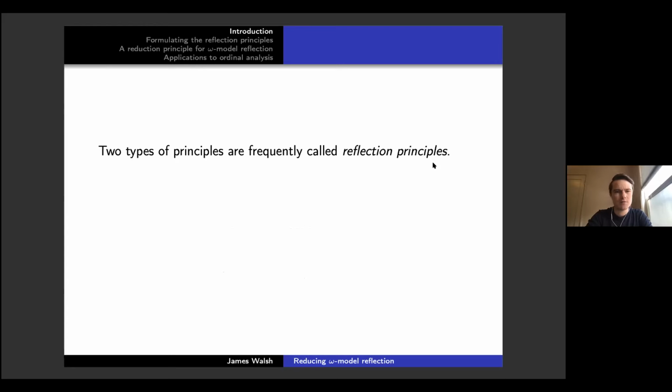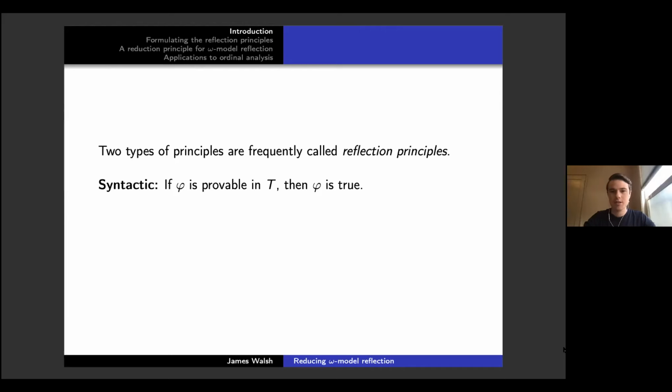There are at least two types of principles that frequently get called reflection principles in mathematical logic. I'm going to be talking about both types today and the relationship they bear to each other. So first we have the syntactic reflection principles. According to a syntactic reflection principle, roughly, if phi is provable in T, then phi is true. So what I have right now is an informally stated principle.